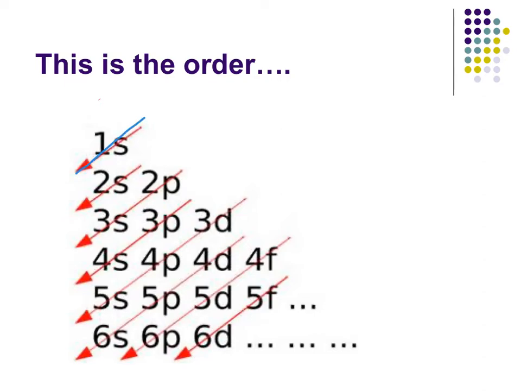1s would be the first orbital, then 2s would be the second. 2p would come next, and then 3s. After that is 3p, then 4s, then 3d, 4p, 5s, 4d, 5p, 6s, 4f, 5d, 6p, 7s, 4f, 6d, and so on. So you would just read across, and that's going to give you the order of filling.